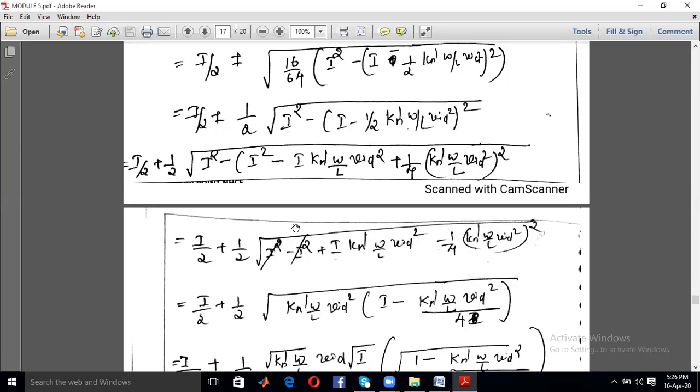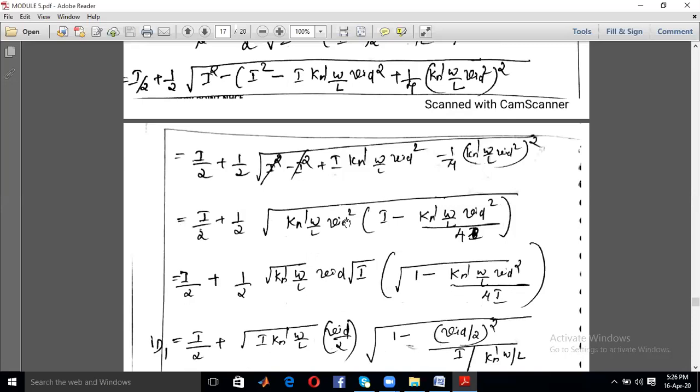Now what I'll do is this square root I'll be putting to all these terms separately. So square root of kn dash w by l, square root of VAD square. What is square root of VAD square? It is VAD. Then I'll take I outside. If I take I outside, here it will be 1, isn't it? And here there should be more I because there is no I, so I have to divide I in the denominator. So I'll take I outside, and to that I also you put the square root. So square root of I into square root of 1 minus the remaining term.